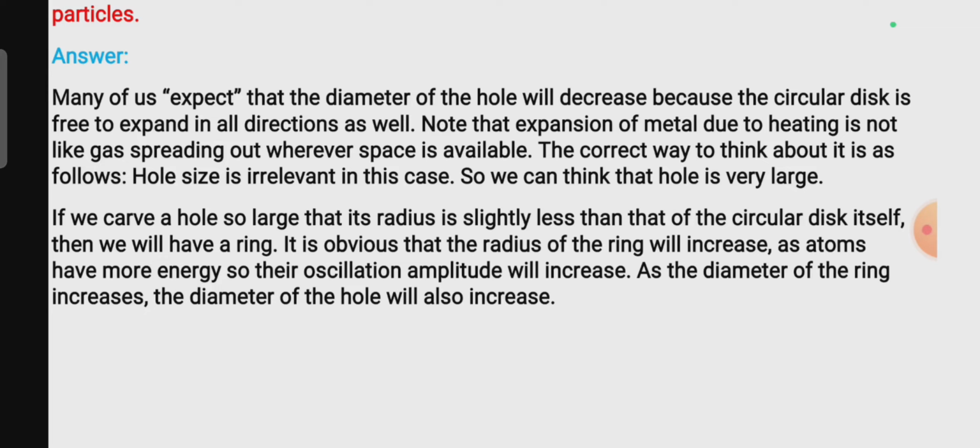Hole size is irrelevant in this case, so we can think that the hole is very large. If we carve a hole so large that its radius is slightly less than that of the circular disc itself, then we will have a ring. It is obvious that the radius of the ring will increase as atoms have more energy, so their oscillation amplitude will increase. As the diameter of the ring increases, the diameter of the hole will also increase.